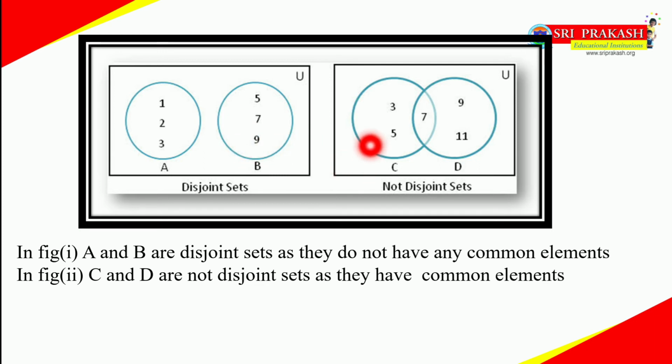Now there is another set C in which the elements are 3, 5, 7, and there is another set D in which the elements are 7, 9, 11, where we can find there is a common element in C and D. That is why here C and D are not disjoint sets.